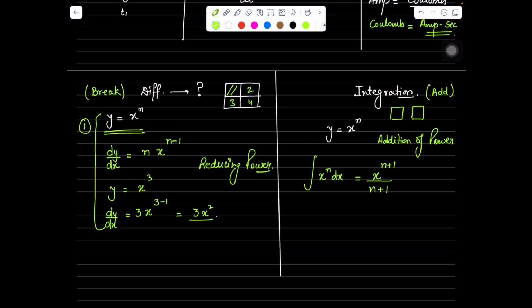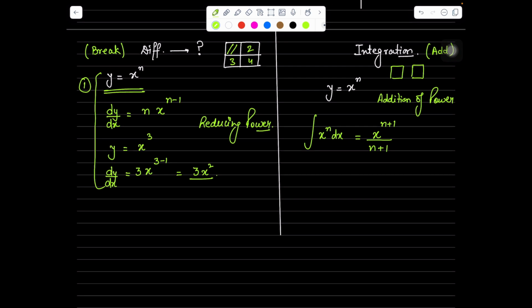Okay, first we'll solve a numerical. Let's say we have a question, x power 3 dx. Solve this. x raised to power 3 plus 1 divided by 3 plus 1. So can I say what is our answer? x raised to power 4 divided by 4. Till here clear? Now you can solve the questions.